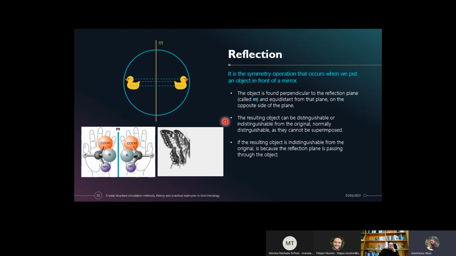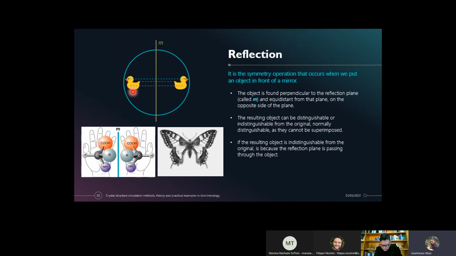This is called the mirror plane, labeled as M. Here you can see, for example, something you should know from organic chemistry: chiral molecules. Left-handed and right-handed molecules are symmetric. Chiral molecules are symmetric for a mirror plane. Our hands are symmetric for a mirror plane.